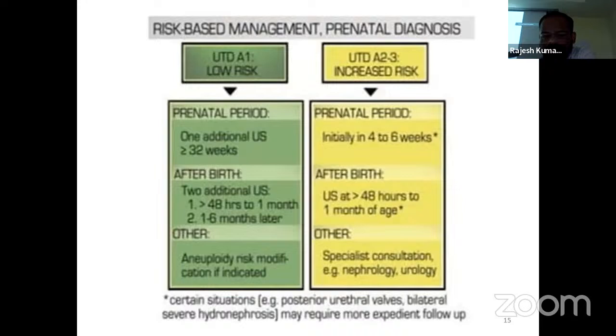In the increased risk group, the management in the prenatal period is that every 4 to 6 weeks we do ultrasonography to look out for any changes in the anterior posterior diameter of the renal pelvis. And after birth, the first USG is after 48 hours of birth, and the second USG at 1 month of age.